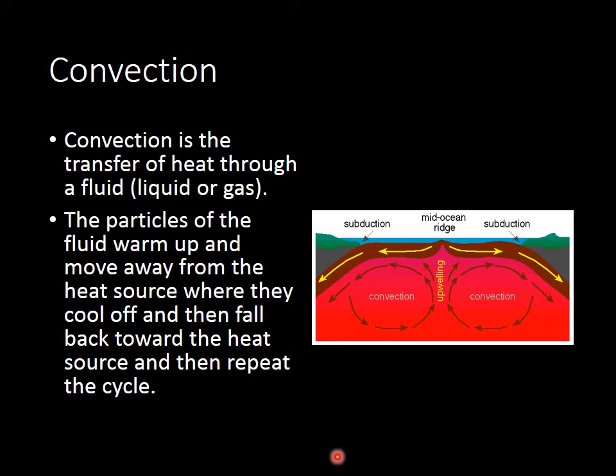where basically what happens is that the particles of the fluid near the heat source warm up, and then they move away from the heat source, and when they move away from the heat source, they cool off, and then they fall back down toward the heat source, and they keep repeating this cycle. So we get these convection currents that move the heat and move the particles around. And this is the way that we transfer energy whenever we have a fluid environment.